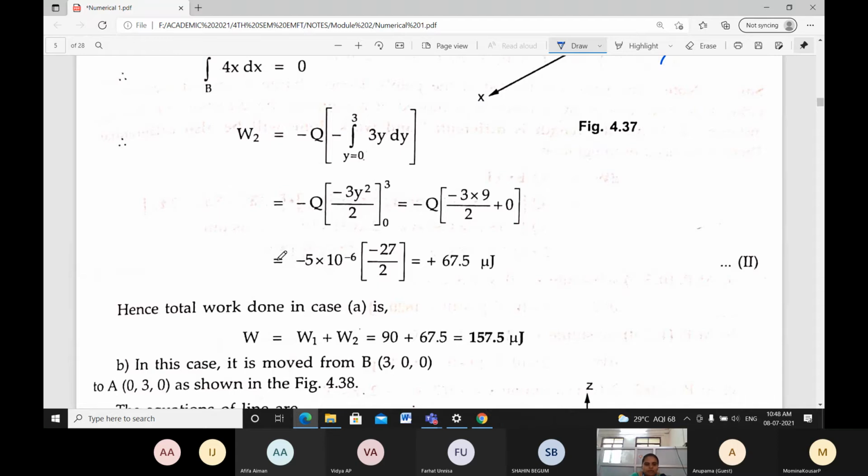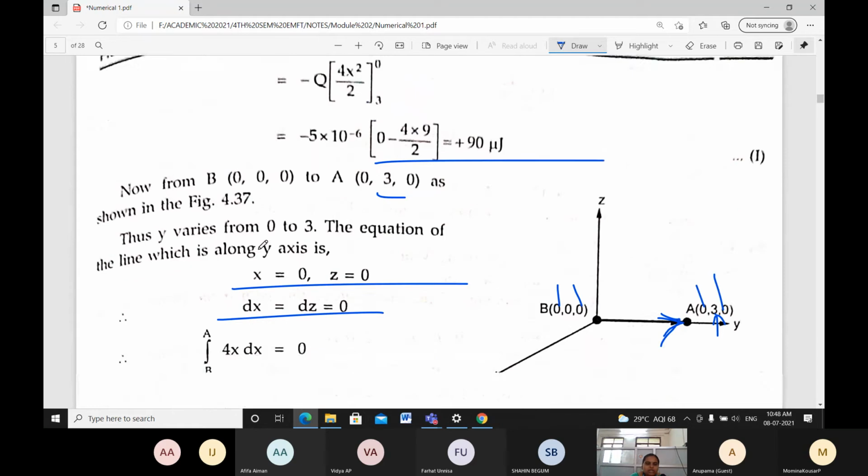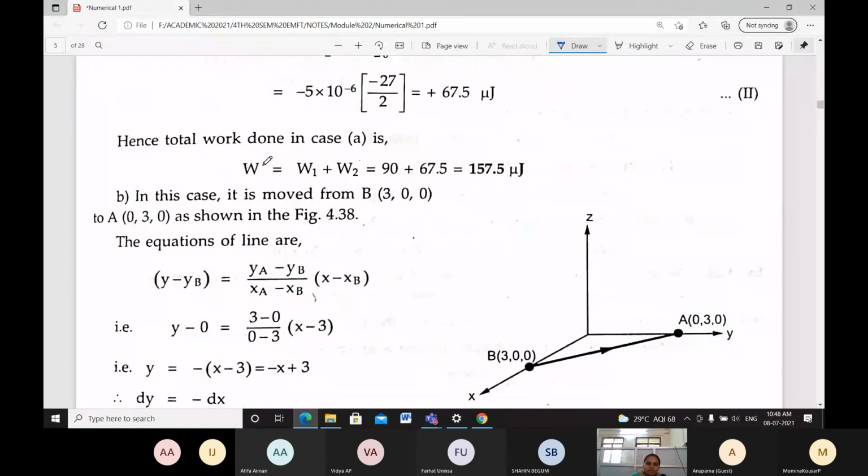Therefore what is the total work done for both the cases? W is going to be W1 plus W2, that's 90 plus 67.5, which is equal to 157.5 microjoules. This is the first case.